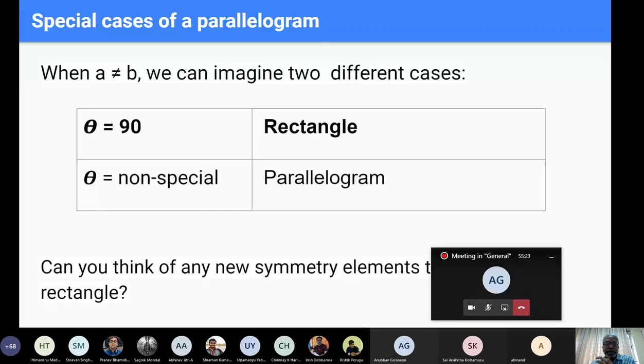You get additional symmetry. What are the new symmetry elements that you get for a rectangle that didn't exist in a parallelogram? Anyone? Somebody has to pipe up and say something. Otherwise, I'm not seeing any hands in this mode. So you will have to tell me.